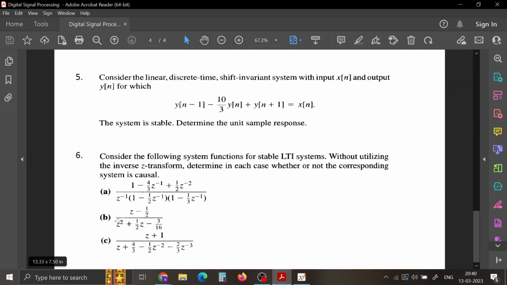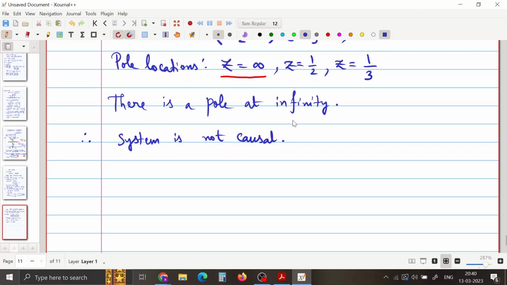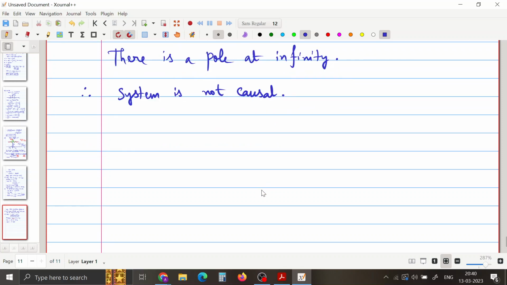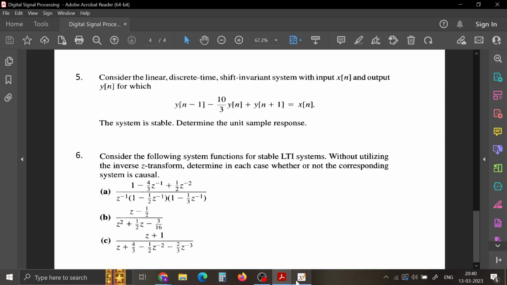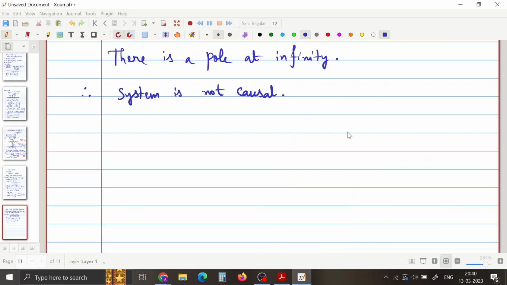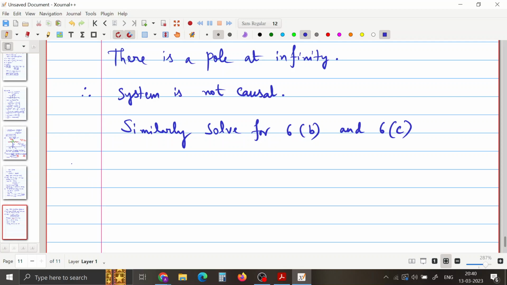So similarly, you just do it for B and C. It's also very straightforward. Just check the roots of the denominator, that is, the pole locations. Any queries? Any doubts? No, sir. I will try those questions. Okay, sure. This is just straightforward. Similarly, solve for 6b and 6c.